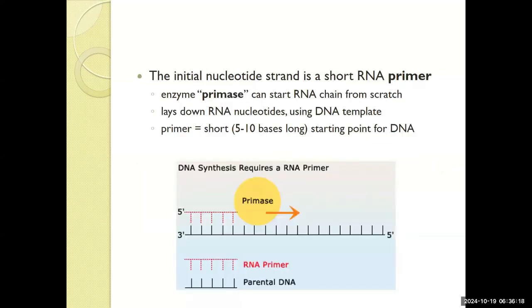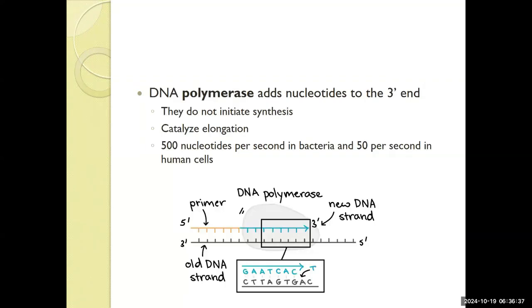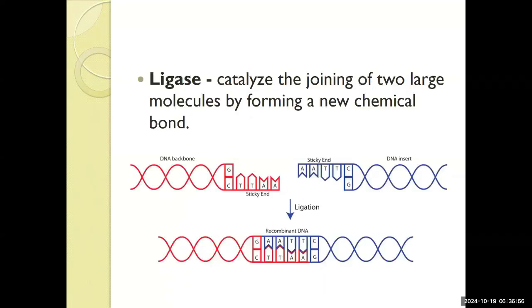Next in comes primase, an enzyme that can start an RNA chain from scratch. It will lay down a small runway of RNA nucleotides using the DNA template. This is known as the primer. It is the starting point for DNA elongation. DNA polymerase can attach to the primer and add nucleotides. It can move really fast, roughly 500 nucleotides per second in bacteria and 50 per second in human cells. Finally, the enzyme ligase is used to join any two fragments of DNA together, where these origins of replication fuse into one.